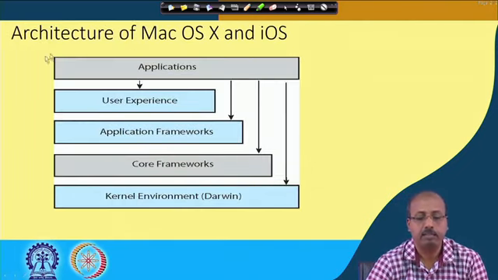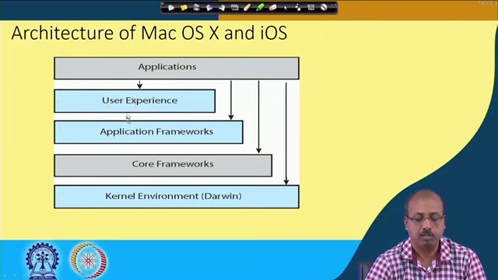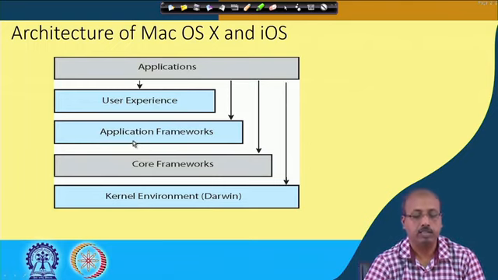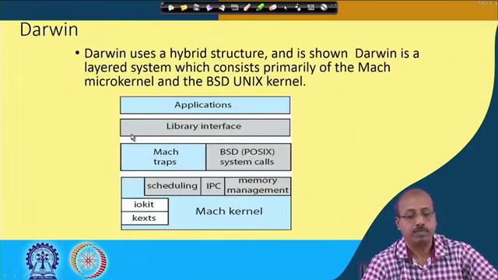So, in Mac OS X and iOS, the kernel is there. On top of that we have core frameworks, on top of that application frameworks, then on top of that the user experience layer, and then the applications at the top level. Applications can talk to all other layers, but the individual layers talk to the next lower layer for interaction. So, this is the architecture of Mac OS X.